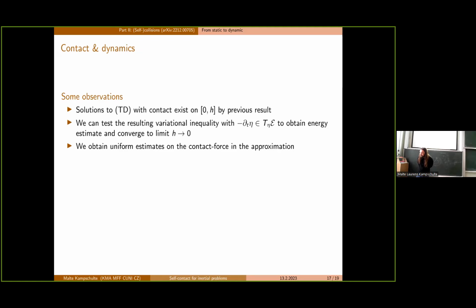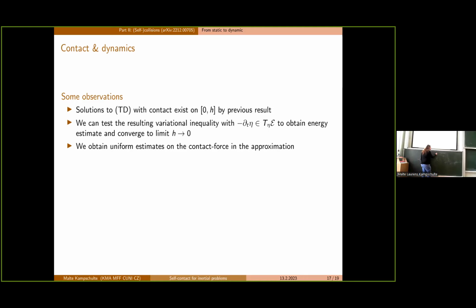Basically, we use this quasi-static result to construct solutions to this time-delayed equation that I wrote down. And then it's a bit weird. You don't get an equation. It's technically not a time-delayed equation, because we do it at the level of relational inequalities. You get a time-delayed inequality with the cone of test functions. I should have changed that slide, but I didn't.